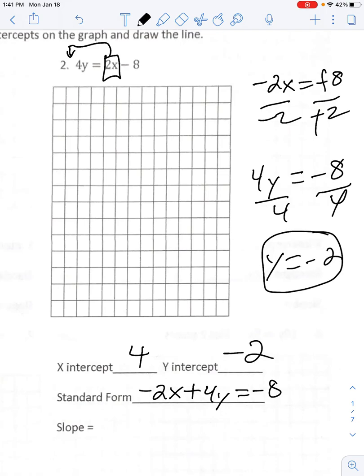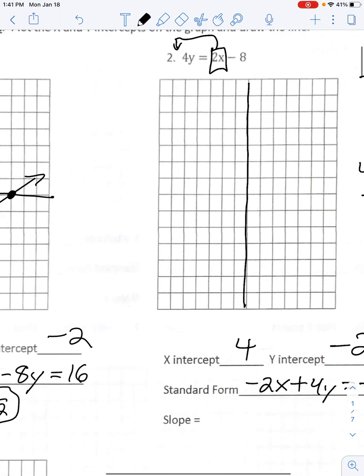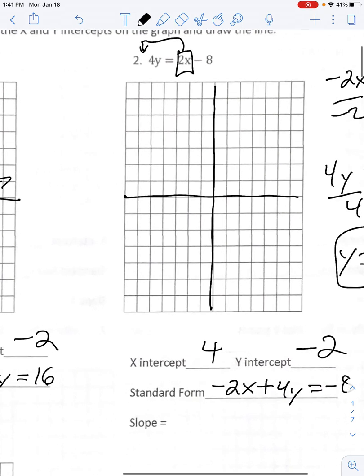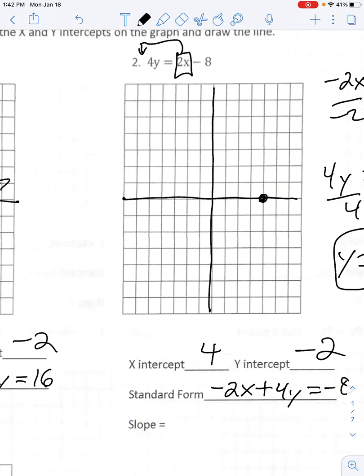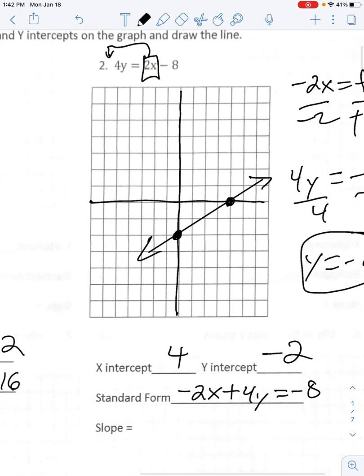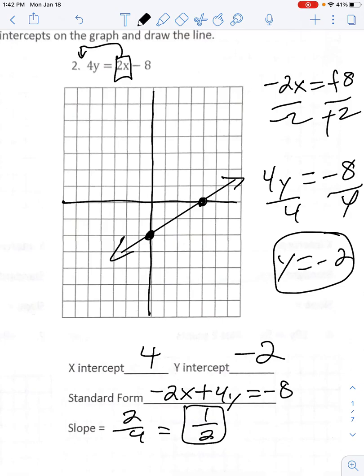So pretty much the exact same intercepts. It's not the same problem, but we got the same intercepts that we did on the last one. So right here at 4, right here at -2. It just happened to work out that way on the two problems. And then once again, the slope, you're going to go up 2 and right 4, which reduces to 1/2. And those would be your answers.